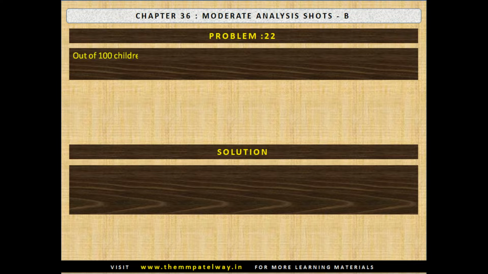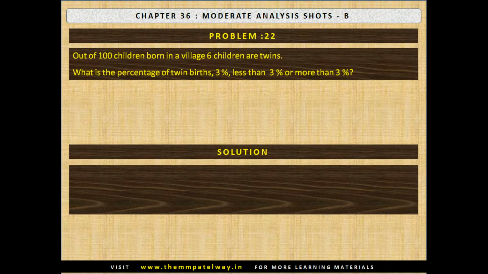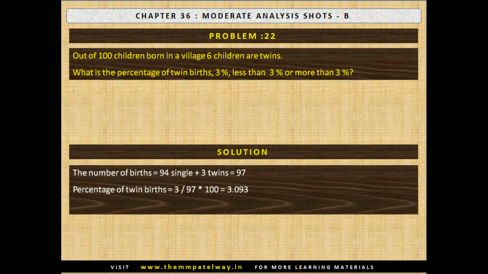Problem number 22. Out of 100 children born in a village, 6 children are twins. What is the percentage of twin births? 3%, less than 3% or more than 3%? Now stop the video and solve the problem. The solution follows. The number of births equal to 94 single plus 3 twins equals 97. Percentage of twin birth equals 3.093. Naturally, the percentage of twin birth is more than 3%.